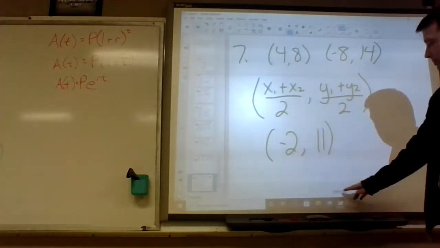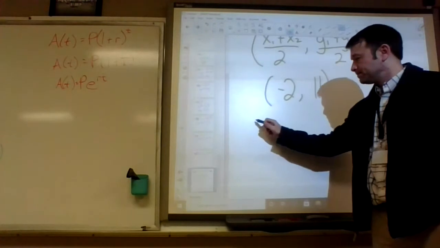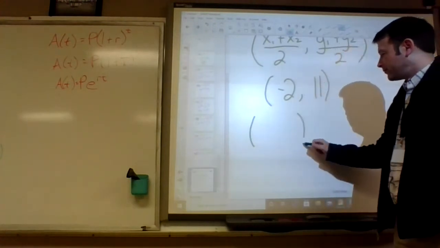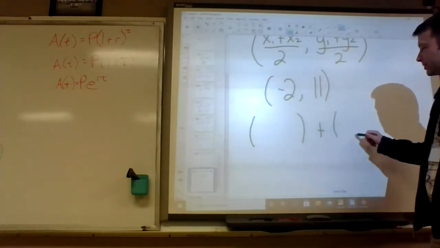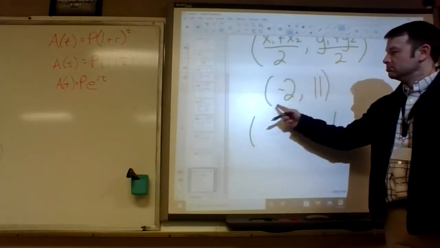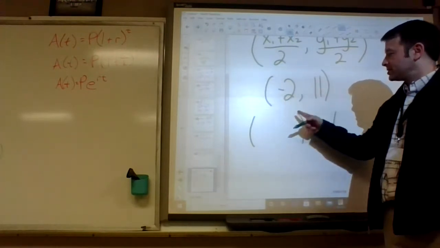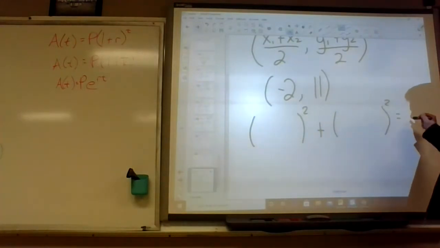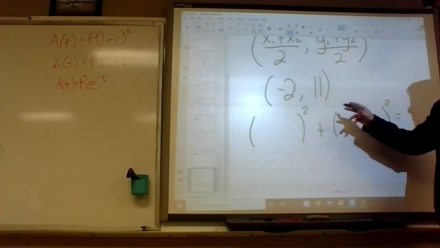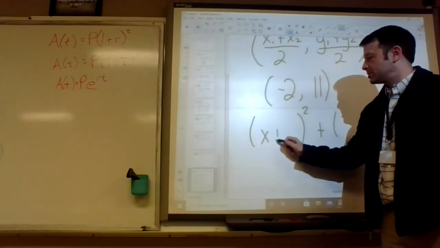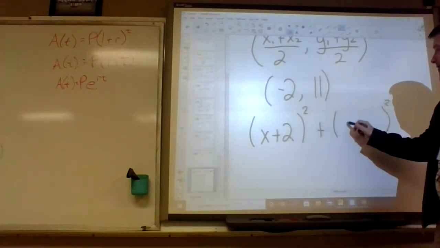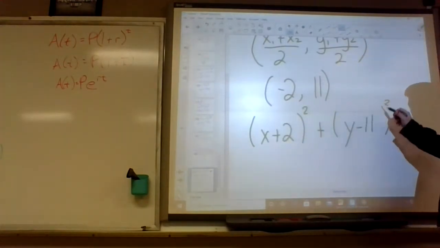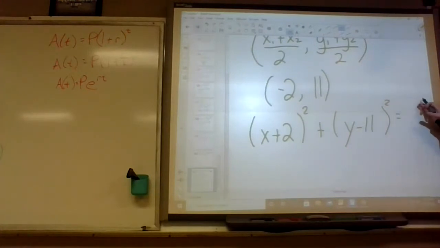Okay, so you might have forgotten, but to write the formula for the circle, it's x minus this, squared, plus y minus this, squared, equals the radius squared. So x minus negative 2, or x plus 2 squared, plus y minus 11 squared, equals the radius squared. Now in this problem they don't give us the radius.